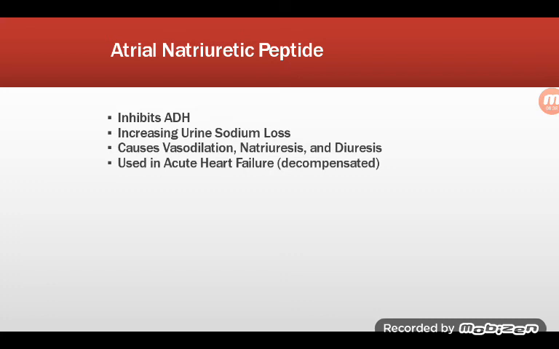Atrial natriuretic peptide is basically like BNP. You've heard of pro-BNP. So this is an exogenous product that's much like the endogenous BNP that we release. All right, so the atrial natriuretic peptide causes vasodilation, natriuresis, and diuresis. It was used in acute decompensated heart failure. Oftentimes, we're using milrinone at this time.